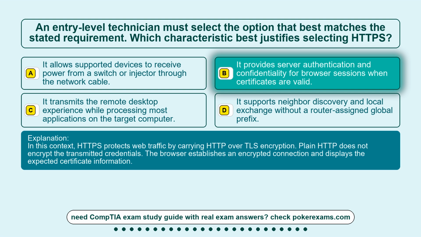In this context, HTTPS protects web traffic by carrying HTTP over TLS encryption. Plain HTTP does not encrypt the transmitted credentials. The browser establishes an encrypted connection and displays the expected certificate information.